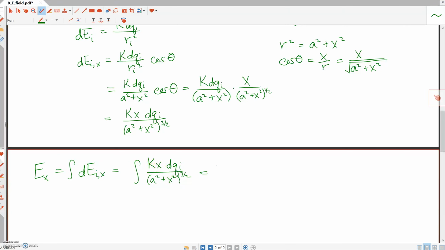So really, this simplifies quite nicely to k x over (a squared plus x squared) to the 3/2 times the integral of dq_i. Well, if I'm just summing up all of the little charges, adding up all the charge, I get the total charge. So this can be written as k x Q, the total charge, divided by (a squared plus x squared) to the 3/2 power.